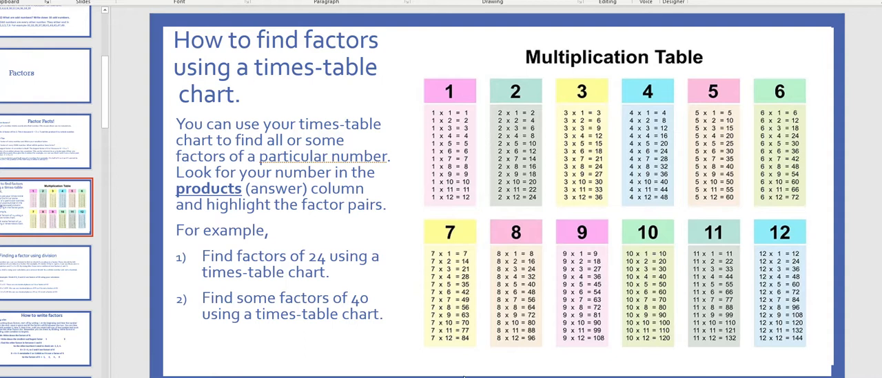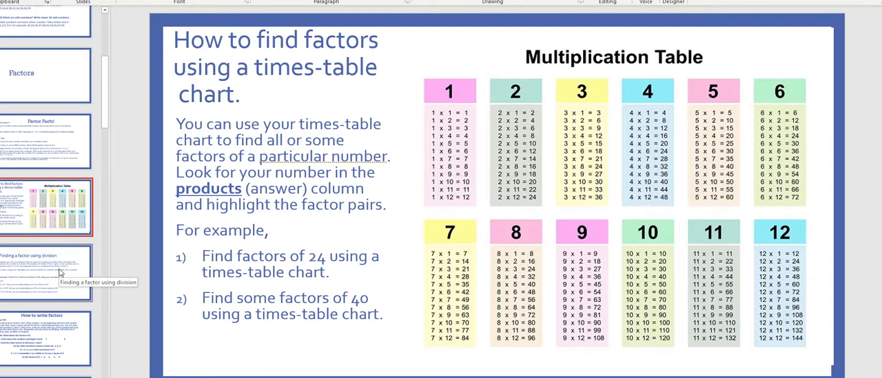Now, there are some useful tools you can use to help you work out factors, especially if you're not confident with timetables. There are heaps of tools and strategies you can use. A multiplication table chart is a great one. You can find all the factors of a number or some. So, for example, if I've got 24, 24 would be the largest number we can use to find all the factors. Anything above 24, you'll be able to find some factors. And we'll use this example in a minute.